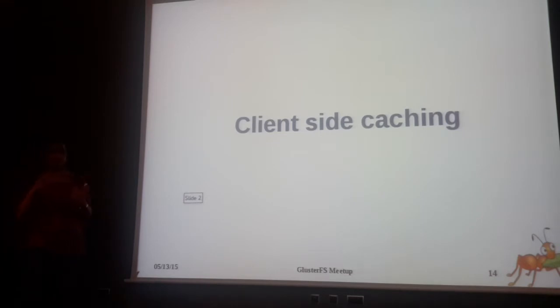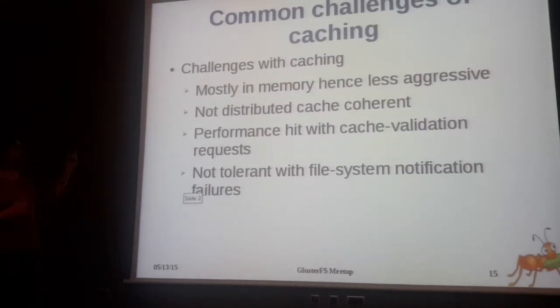Okay, client-side caching. Yeah, as Poornima has mentioned, one main use of these lease locks is to provide coherent client-side caching. The challenge with client-side caching currently is that it's mostly in memory, so it is not aggressive. But even if they make persistent aggressive caching, it is not coherent across distributed file systems. There are two ways to make it coherent. One is that clients, like the NFS client, can keep sending requests to the server to check whether whatever they have cached is valid or not. For example, the NFS client keeps sending a request to check if the file size, C time or M time has changed, to invalidate their cache. But that will have a performance hit.